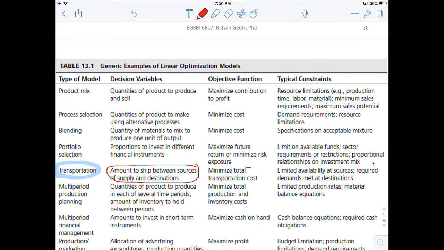The objective function is usually to minimize the total transportation cost, or you can maximize your profit if you have the data for it. Okay, and the typical constraints are going to be the limited availability at sources, required demands met at destinations, or you might have capacitated arcs or edges, the elements that connect your sources and destinations, or supply points and destination points.